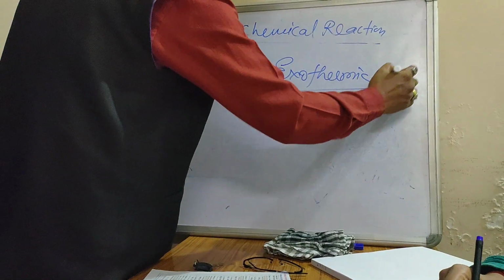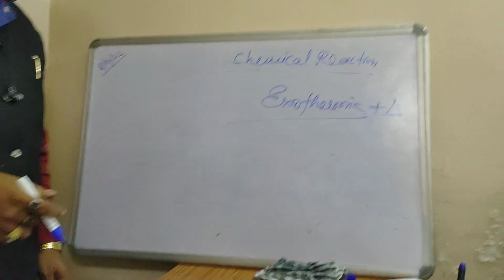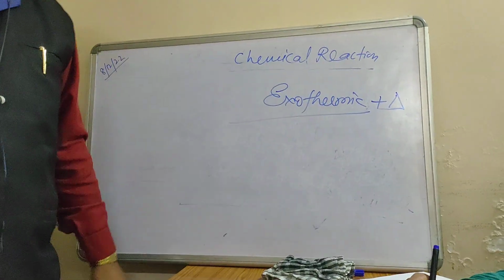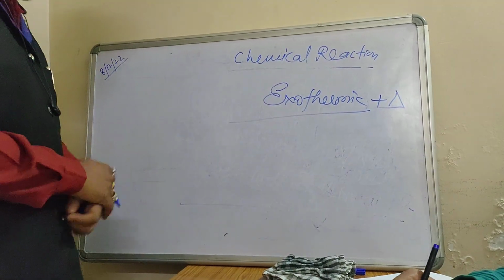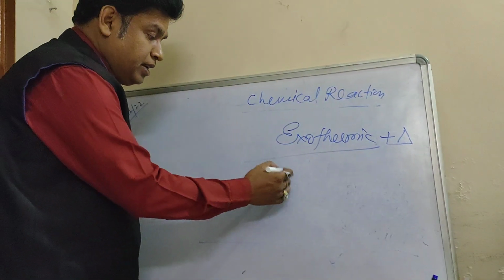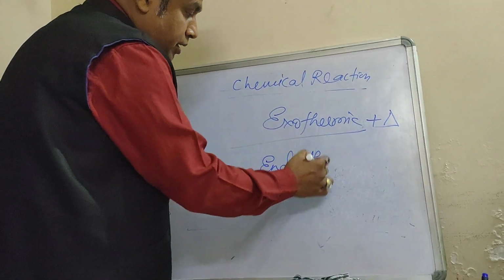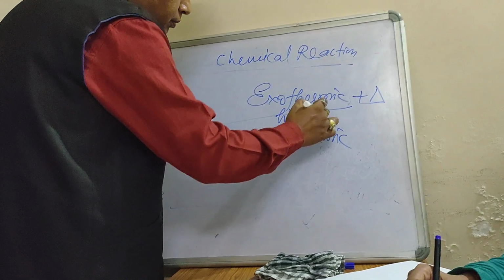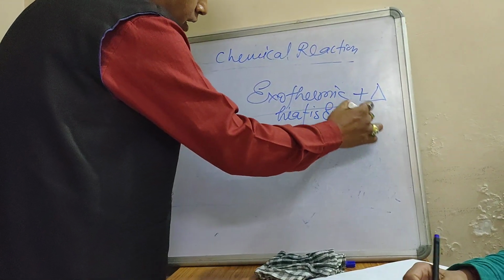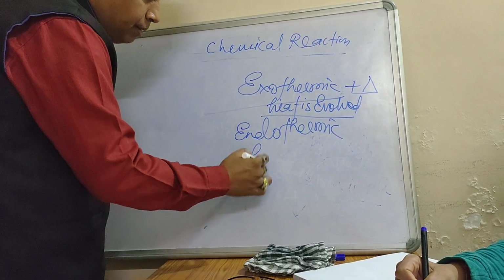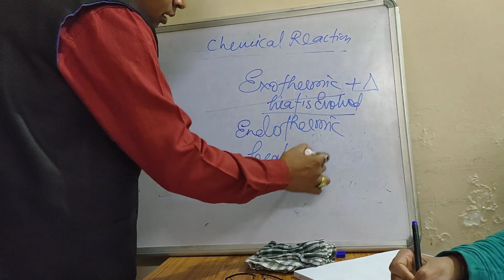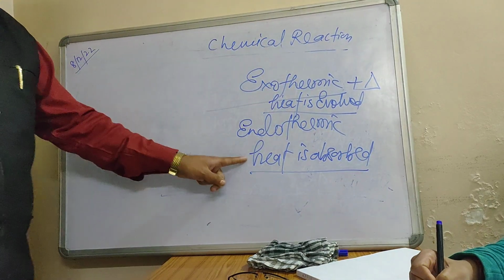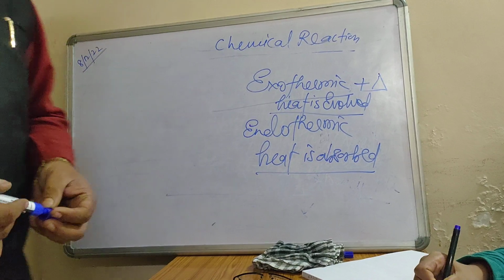That means plus del, where del means the enthalpy. The heat is evolved, energy is released. And there are certain kinds of reactions which are endothermic in nature. Endothermic means here heat is absorbed. Here heat is absorbed.